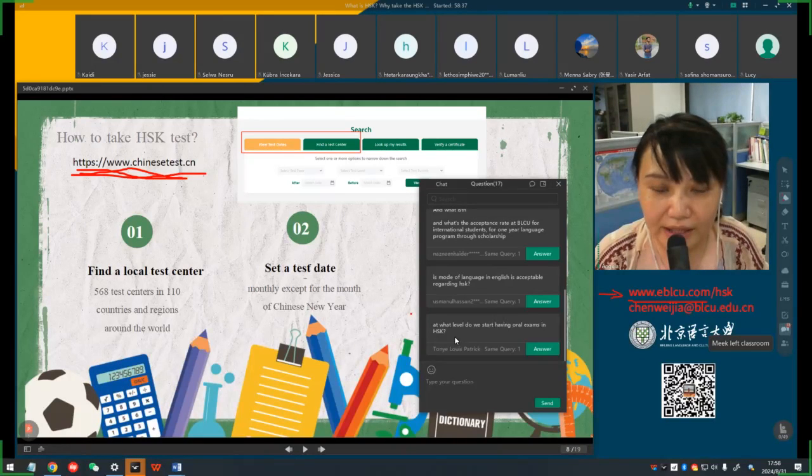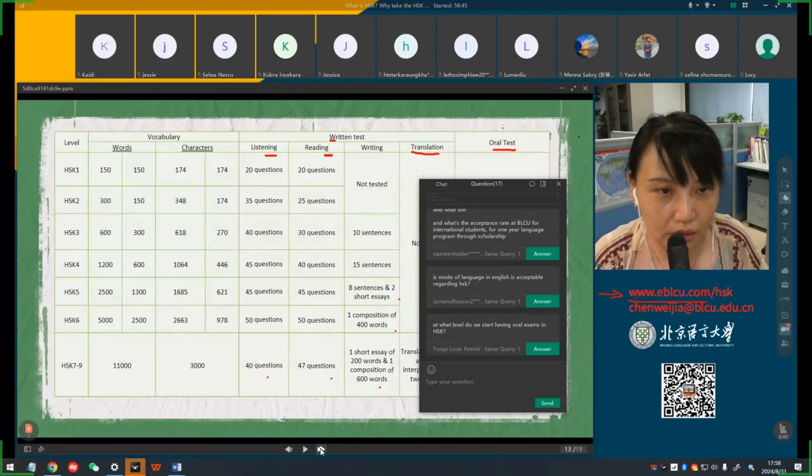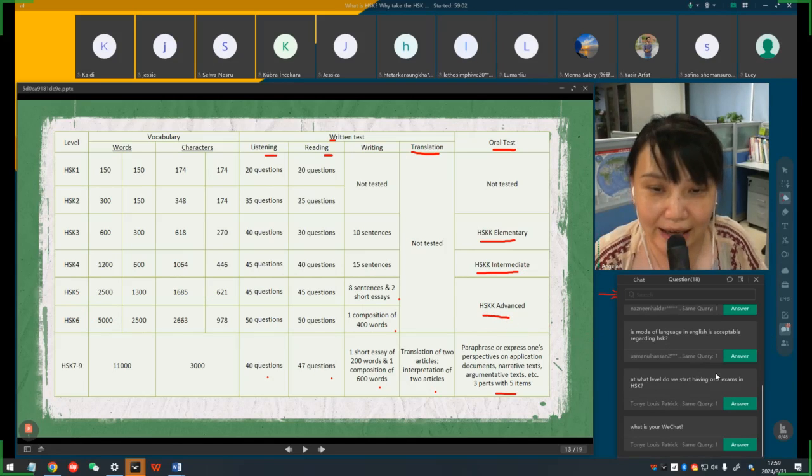At what level do we start having an oral exam in HSK? Starting from HSK 3. Let me go back to that page. Here we go. So HSK 3 is HSKK elementary oral exam, HSK 4 is HSKK intermediate, HSK 5 and 6 are HSKK advanced.